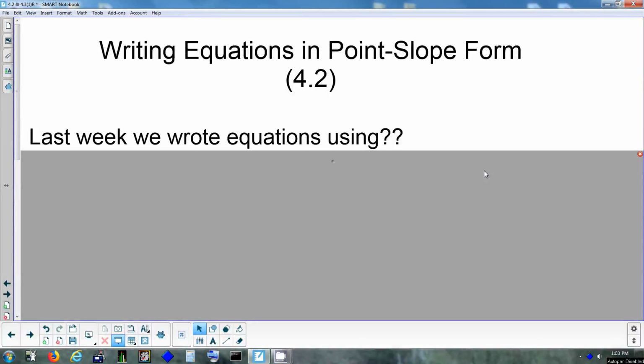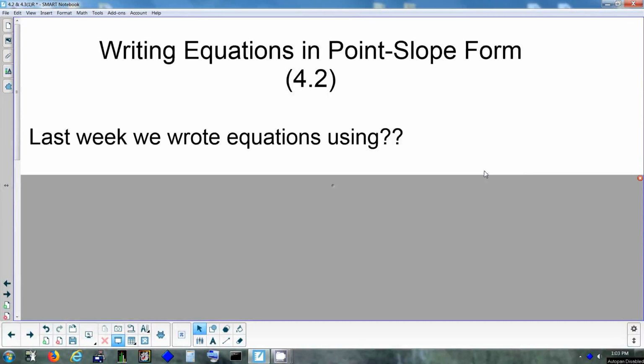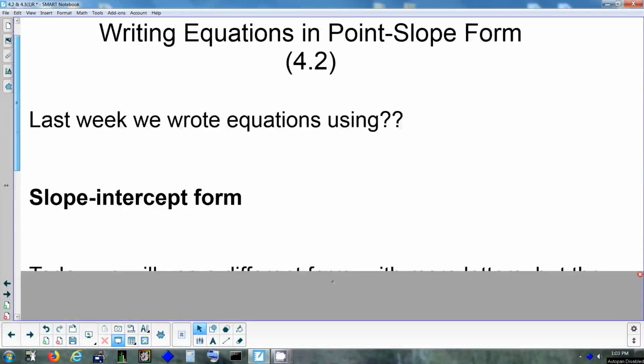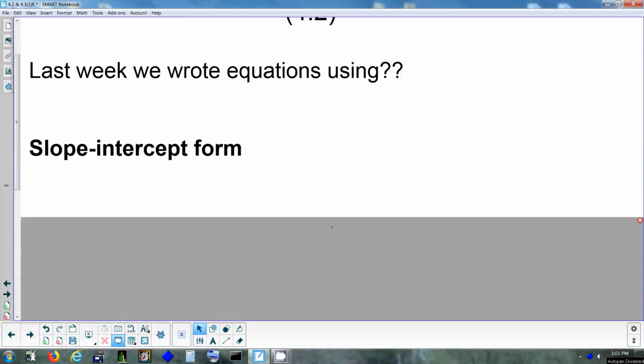What was the name of the form we used last week? It wasn't point slope. It had one of those words in it. It was slope-intercept. Okay? This is just a review, John. You don't have to put this on your sheet. What was slope-intercept form again? Can someone remind me? What equals what plus what?